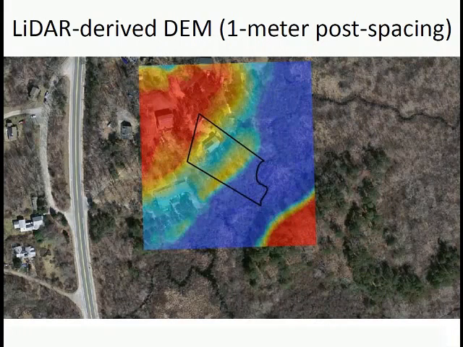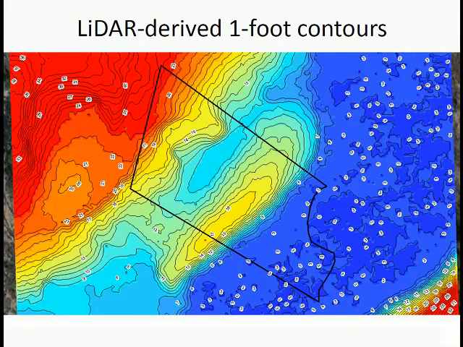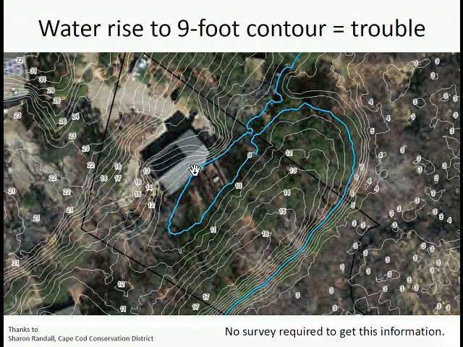The next slide that you'll see is going to show you the LiDAR-derived contours, once again, as we've been talking about, thrown on top of that. And then you'll have the 9-foot contour being the one that we realized was the highest possible elevation that we could get to before we actually hit the house.